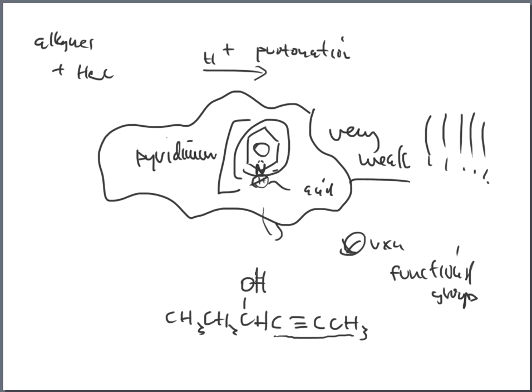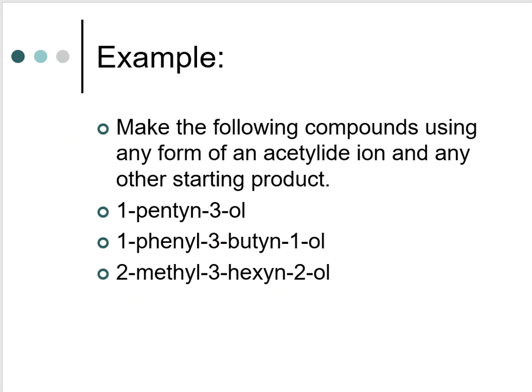All right? Okay, so with that said, I'm going to leave you with another reaction here, or example, and we'll talk about these in the next video that's coming up. So the example here says, make the following compounds using any form of an acetylide ion and any other starting product. And it gives me 3 of these examples: 1-pentyn-3-ol, 1-phenyl-3-butyn-1-ol, and 2-methyl-3-hexyn-2-ol. All right, so those are the 3 examples.